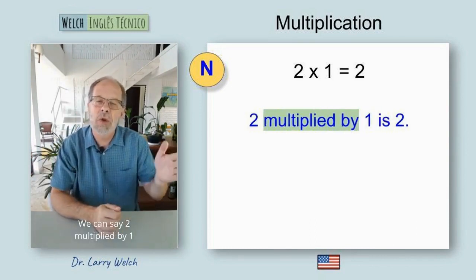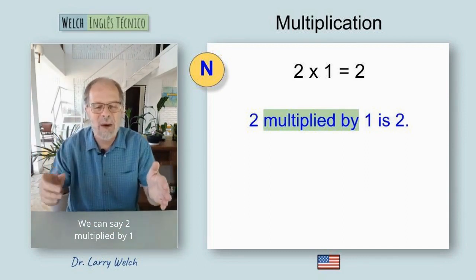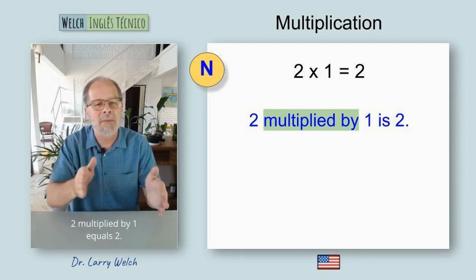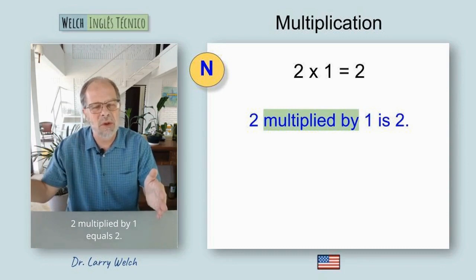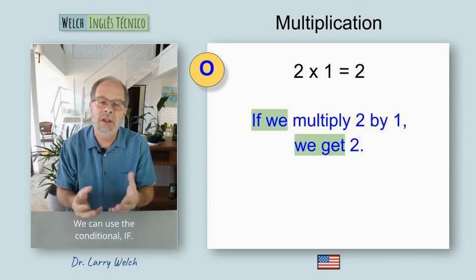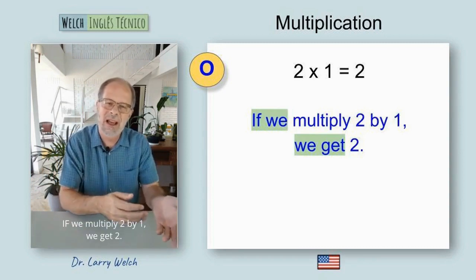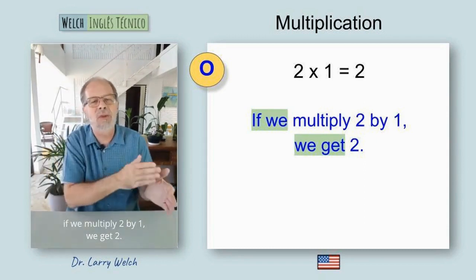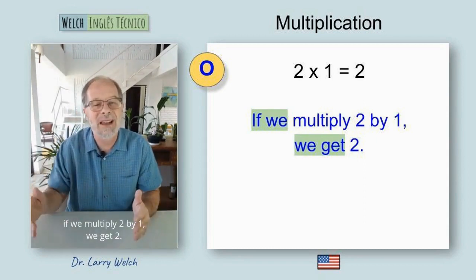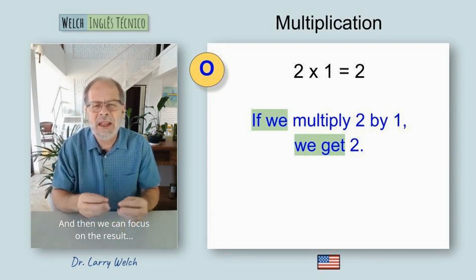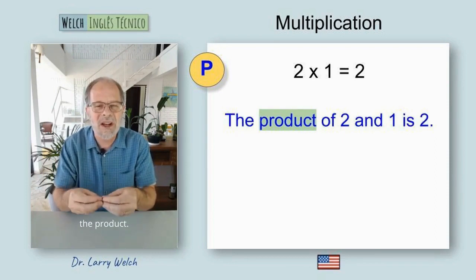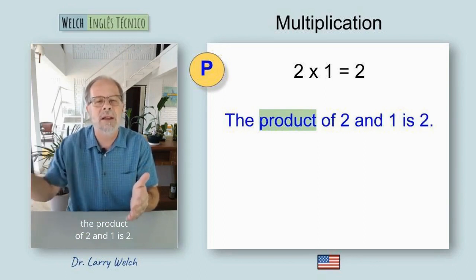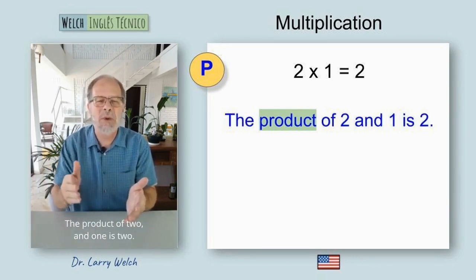We can say 2 multiplied by 1 is 2 or equals 2. 2 multiplied by 1 equals 2. We can use the conditional if. If we multiply 2 by 1, we get 2. And then we can focus on the result, the product. We can say the product of 2 and 1 is 2.